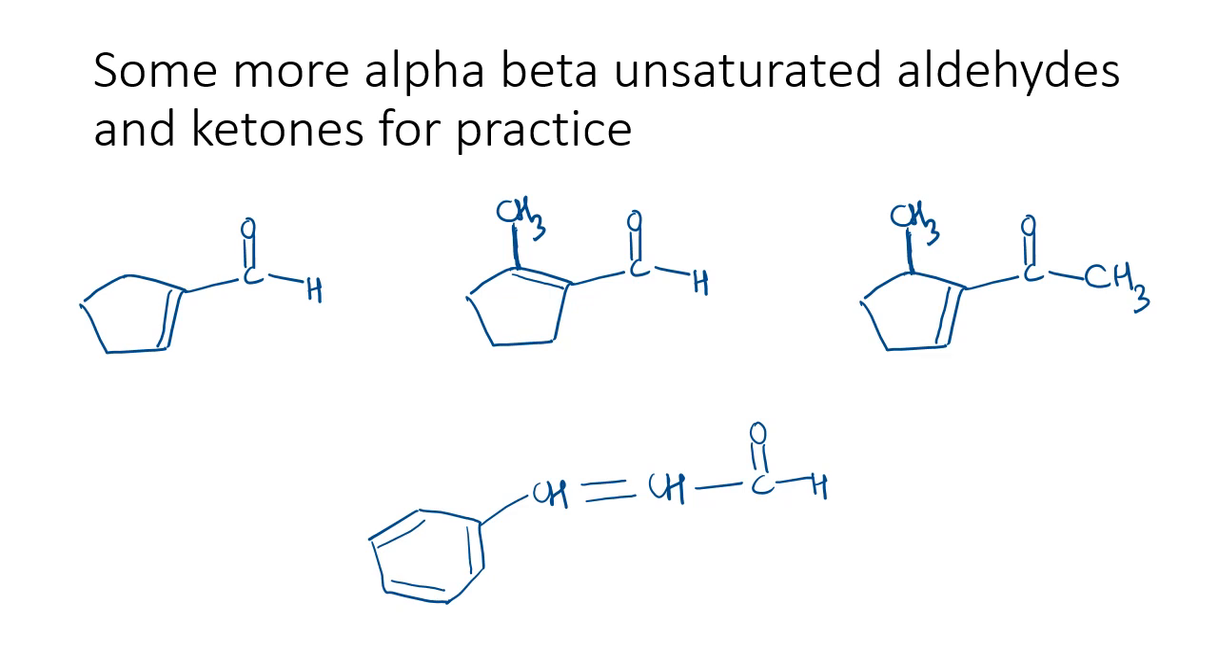Some more examples are cited here. You are advised to solve all these four molecules on your own. Use a proper strategy. All these are alpha beta unsaturated systems. So use FGI to make alcohol. Use disconnection to get the fragments and again reconstruct the molecule.